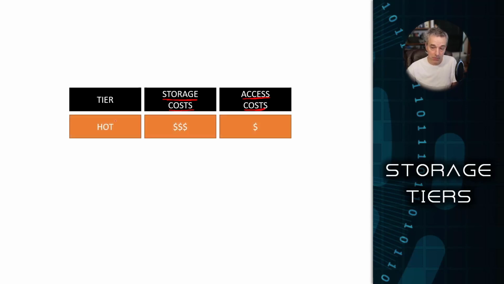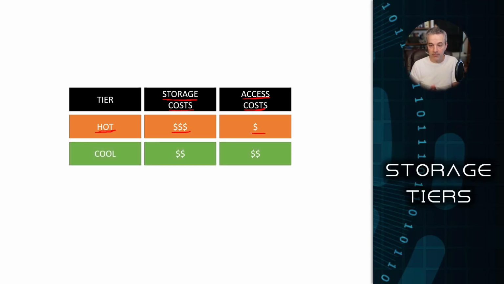So hot is probably the most commonly used one, and hot storage is going to have high storage costs, but typically lower access costs. And it has higher storage costs because it uses a more premium storage. It has higher throughput and more IOPS, input/output operations per second. So you can read and write data more readily to a hot tier than you could to some of the other tiers. And so it's going to be more conducive for applications that need to update data more frequently.